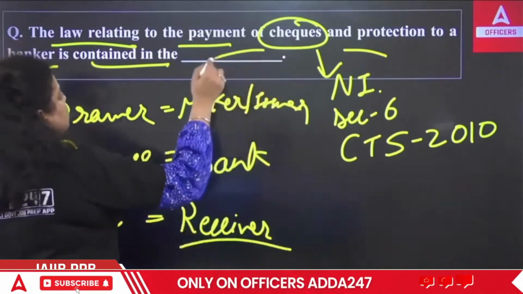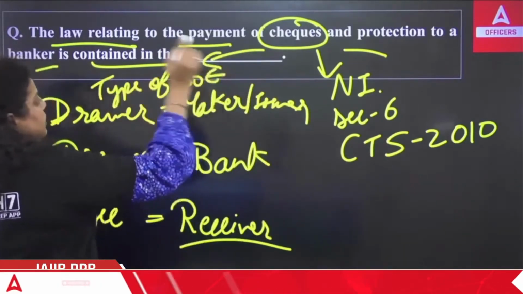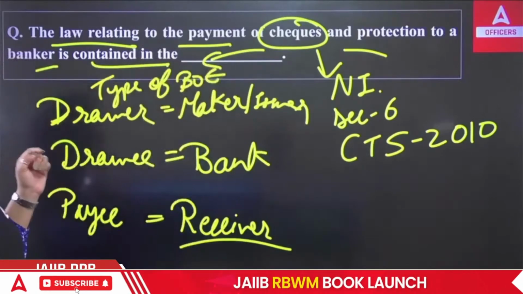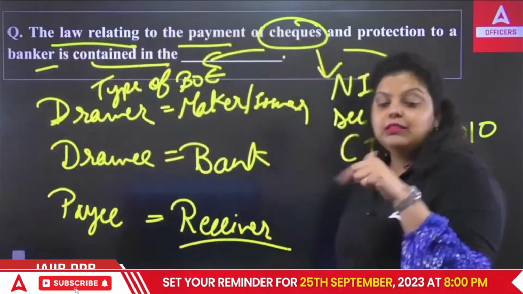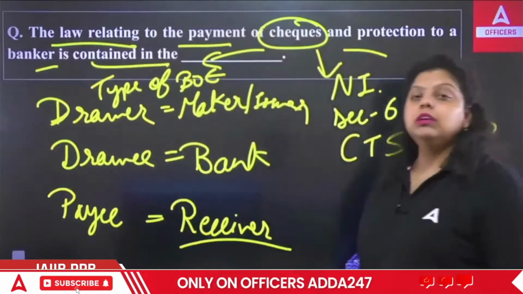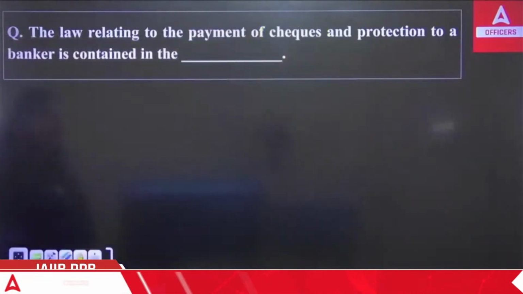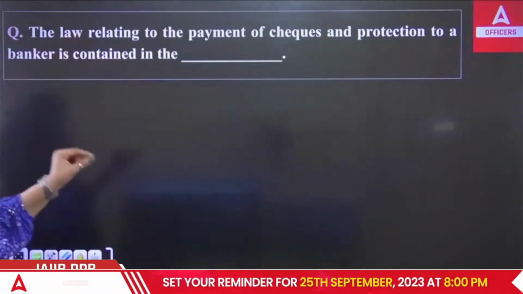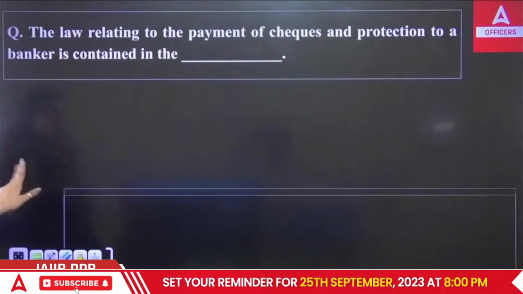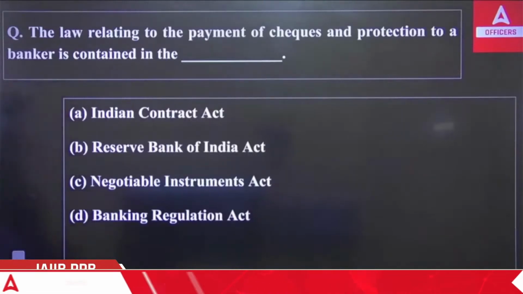And the check will always be a type of bill of exchange, because you can easily endorse the check. You can easily transfer the check from one person to another. That's why the check is known as a type of bill of exchange, because it can be endorsed. So it is defined under the Negotiable Instrument Act. Then the question is asking, the law relating to the payment of check and the protection of a banker is contained in which of the following acts? So first we have Indian Contract Act, Reserve Bank of India Act, Negotiable Instrument Act, Banking Regulation Act.